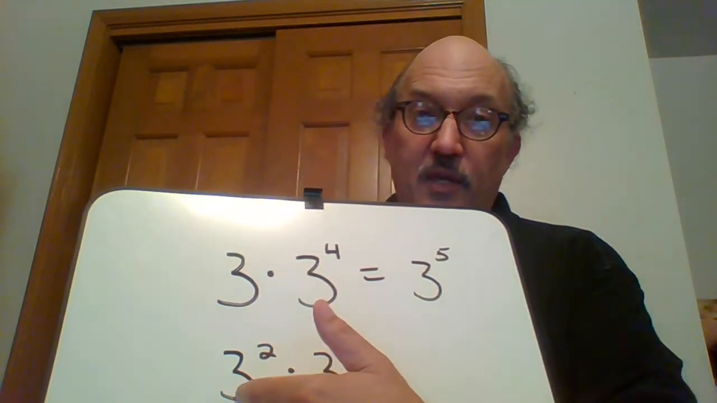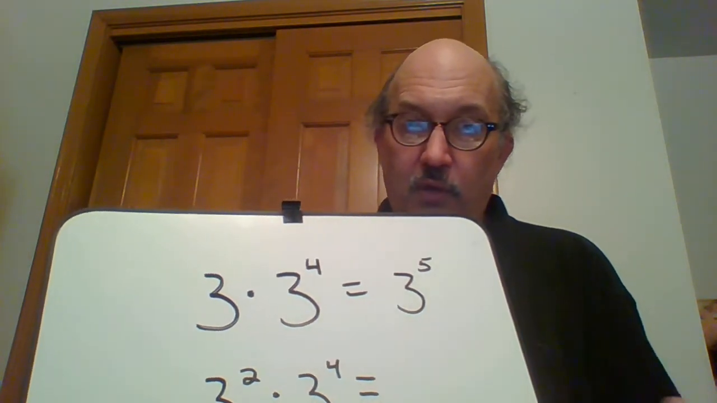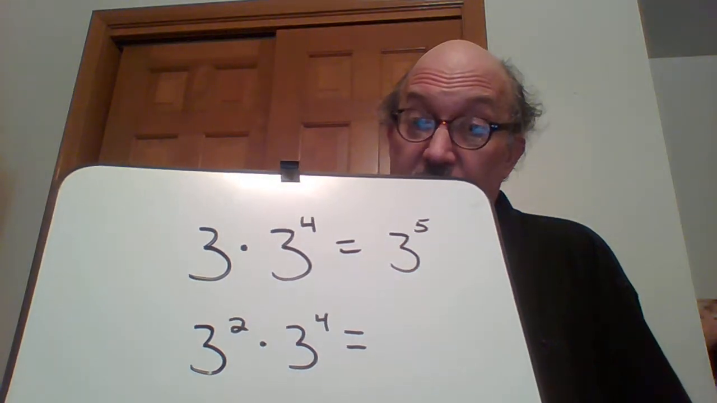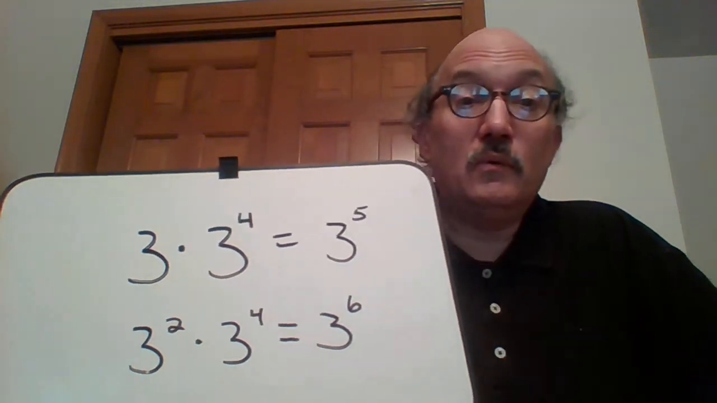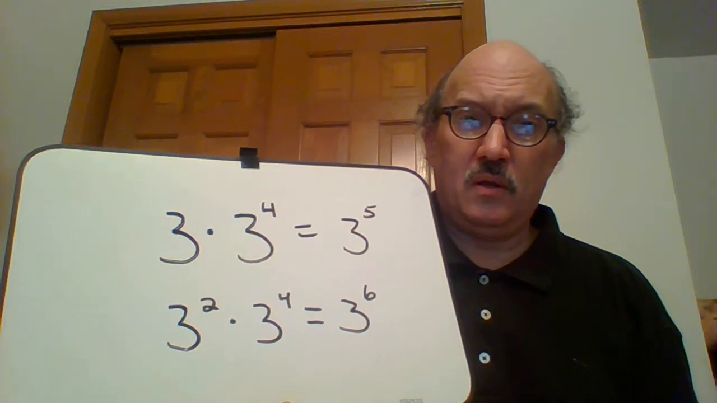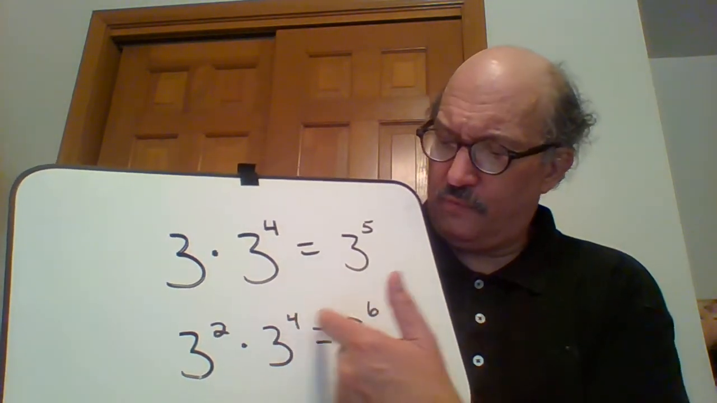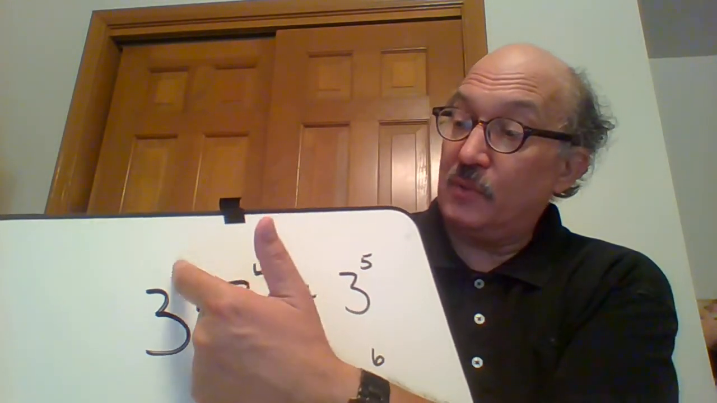Well, 3 times 3 times 3 times 3 times 3 times 3. You got 2 here, you got 4 there. I think that means you have 6 3's multiplied together, and we can abbreviate that as 3 to the 6th. Now, would you like to speculate as to what the rule is in this situation? Add the exponents, right? The 2 plus the 4 to get the 6. Now, if you go back to that first one, you could say that 3 is the same as 3 to the 1. And then you still get that rule of adding the exponents. 1 plus 4 is 5.